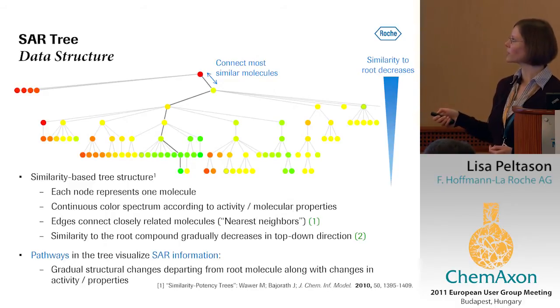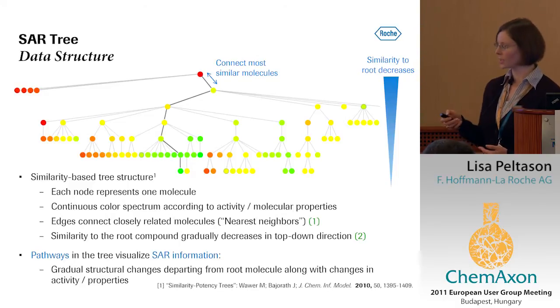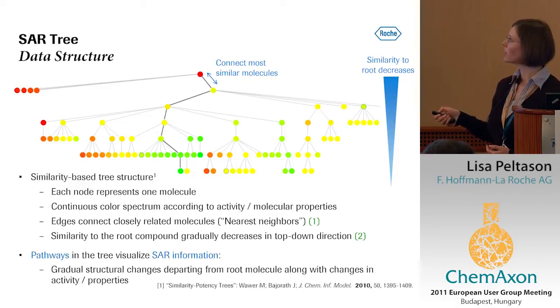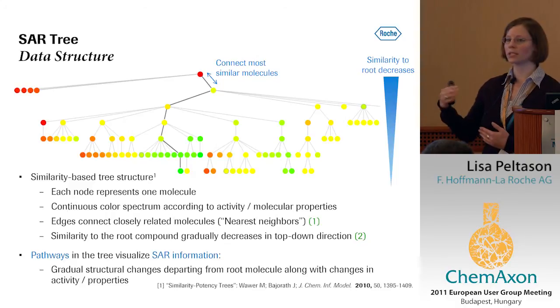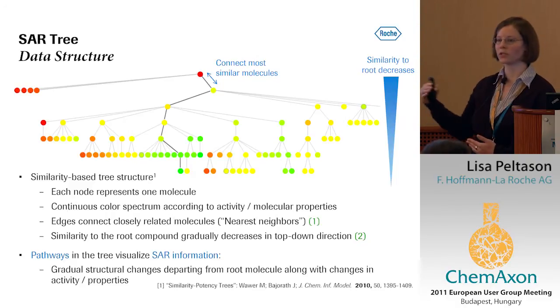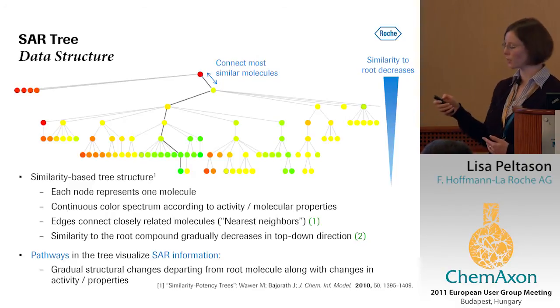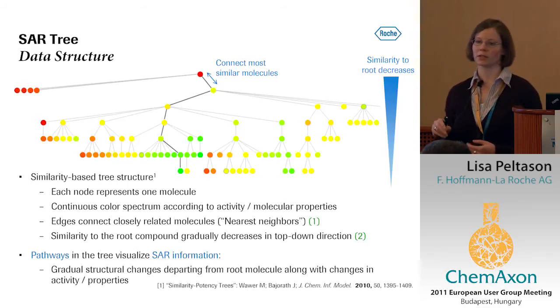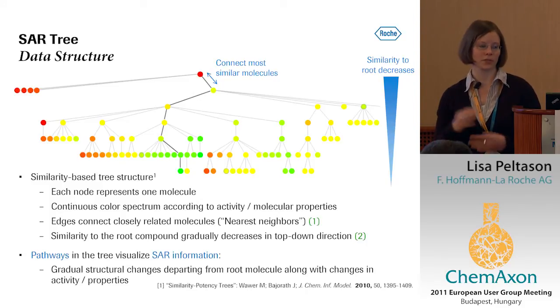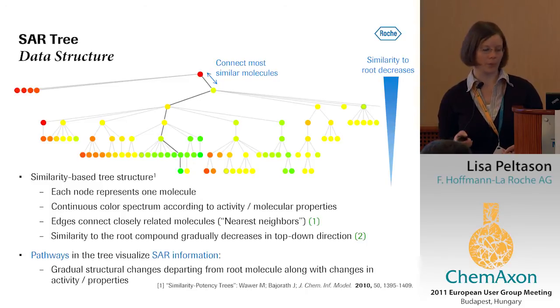In the first level, we have molecules that are nearest neighbors to the root molecule. As we move down in the tree, molecules become increasingly dissimilar or structurally diverse with respect to the starting molecule, which would be at the root. This constraint helps us to intuitively navigate such a tree.